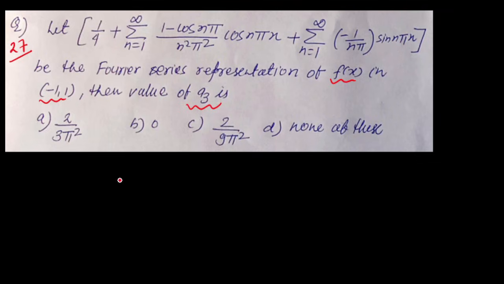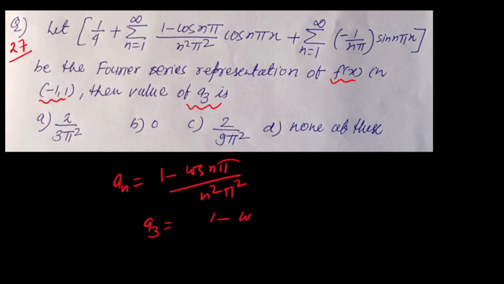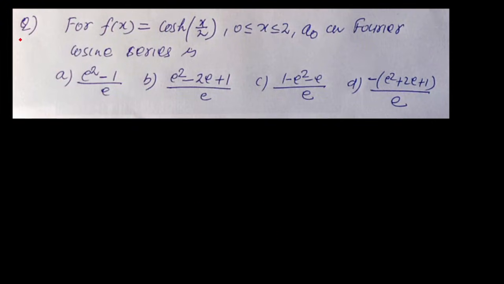So what is an? So an basically is 1 minus cos n pi by n square pi square, but they are asking a3, so I will get 1 minus cos 3 pi and by 3 square, that is 9, and pi square. Cos 3 pi is minus 1, so 1 minus minus 1 is 1 plus 1 by 9 pi square. So 2 by 9 pi square. So this is an easy question, you should be able to answer. This is question number 28.